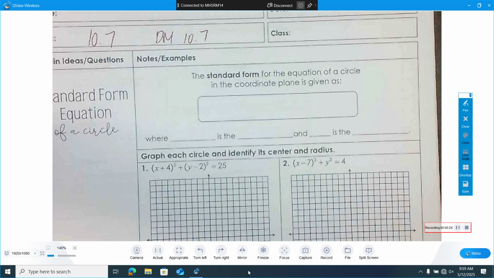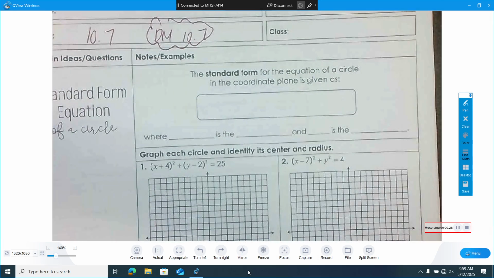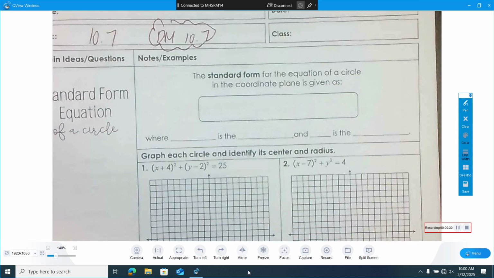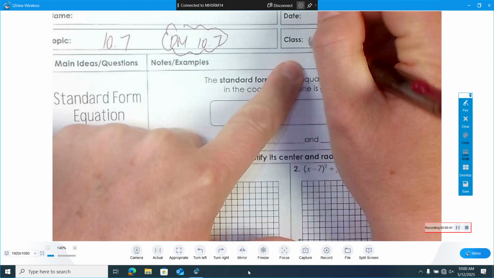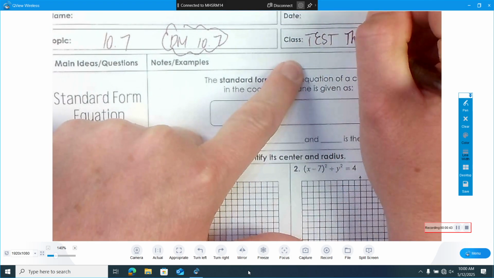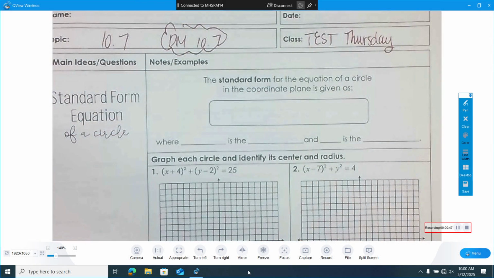Alright, good morning. Today you do have a Delta Math. And today's pretty simple, nothing too challenging today. Notes are going to be quick, and then you may begin the Delta Math review for your test on Thursday. So make sure you know, test Thursday, and we are nearing the end, so close you can almost taste it.